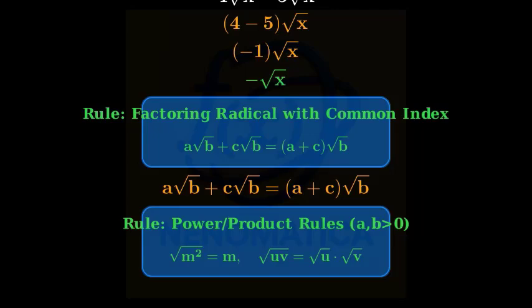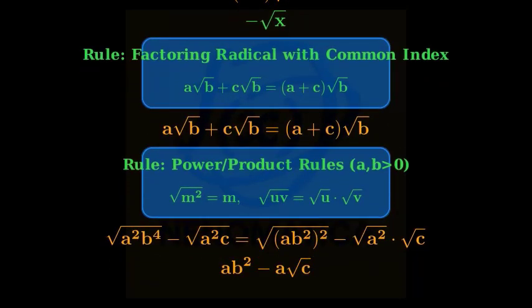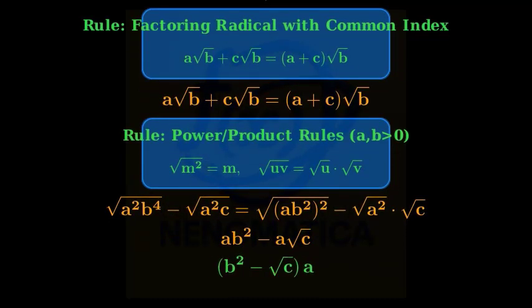Assume a and b are positive. Rewrite the first root as the square root of (a b squared) squared. Split the second root as square root of a squared times square root of c. Now evaluate the square roots to get a b squared minus a times root c. Finally, factor on the right to write (b squared minus root c) times a.